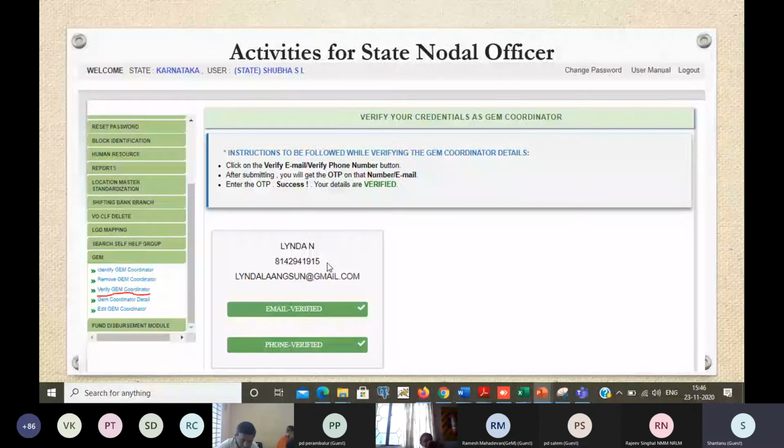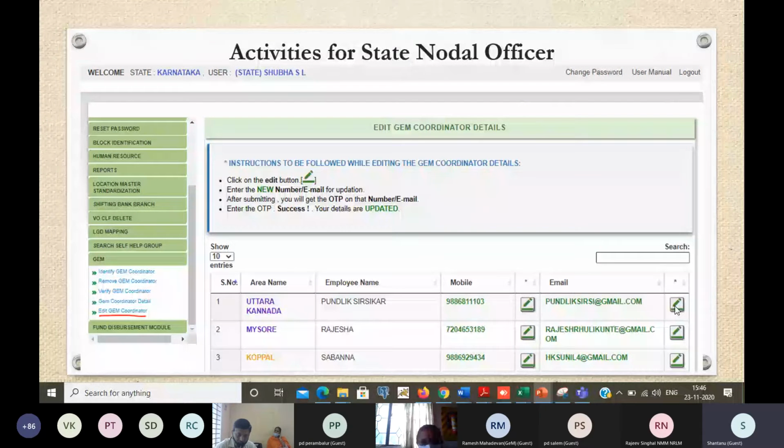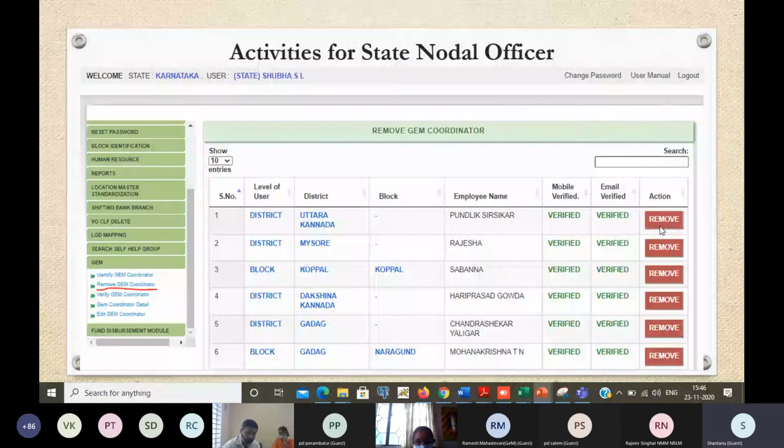Another thing is the GeM coordinator details. Using this option, the state nodal officer can see for which level, which district, state or block, who is the person identified as a GeM coordinator, along with their contact number and email ID. So these are the screens basically. Now, other than the state nodal officer, there is a state GeM coordinator. The state GeM coordinator can also see who the GeM coordinators are for district, state and block. Here, instead of state, you can select any district or any block to see who is the person functioning as a GeM coordinator for that particular district or block.